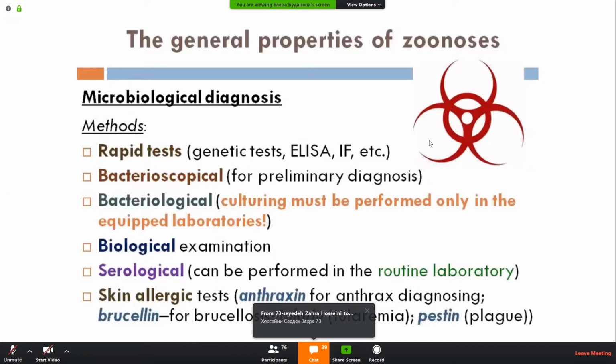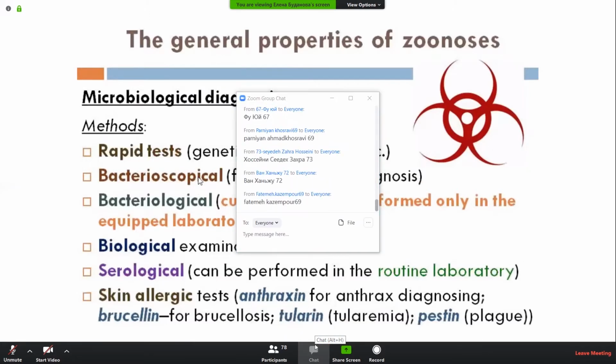I mean, in anthrax and plague, serological examination can be performed starting from the end of the first week, or maybe beginning from the second week. We can perform them for brucellosis and tularemia diagnosis, but in plague and anthrax, we use serological examination not for antibody detection, but for antigen detection in a specimen test, like it was mentioned in the rapid tests.